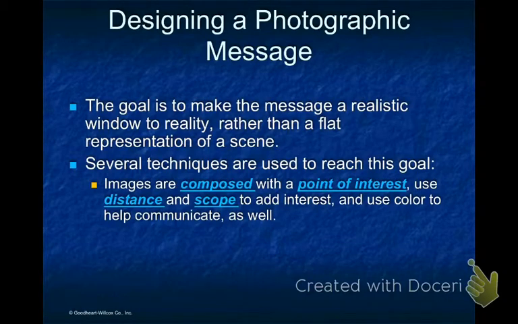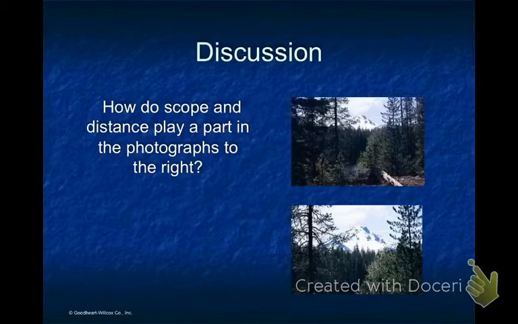Okay, we'll use distance and scope to add some interest and some color to help communicate our message as well. Distance and scope, here's an example. If we look at this top photo, you really don't know what's going on. If you took your eye away from the picture and back on, your eye might go to two spots. First, my eye goes down to that big log down below. Secondly, it goes up to the sky. And then if it wandered some more, it'd go over to the trees, which mostly have no impact on what the message should be.